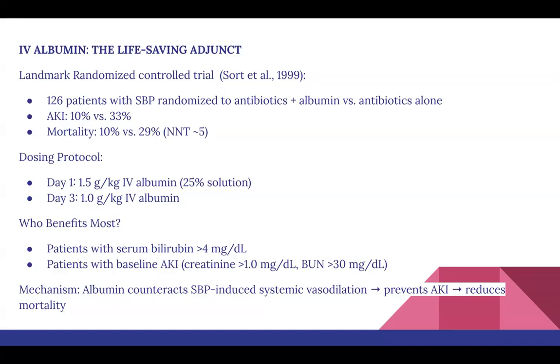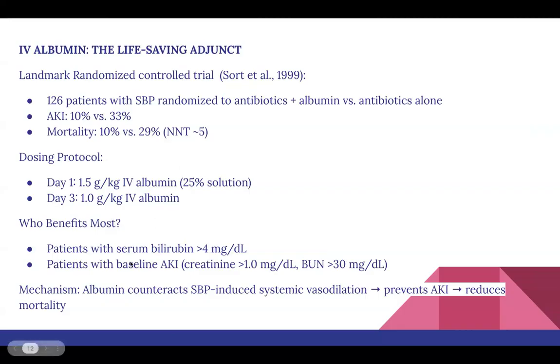So there's a dosing protocol for adding IV albumin. On day one, 1.5 grams per kilogram, and then day three, 1.0 grams per kilogram of IV albumin. And who benefits the most? Patients who have a serum bilirubin greater than 4, and patients with a baseline AKI of creatinine greater than 1 and BUN of greater than 30.